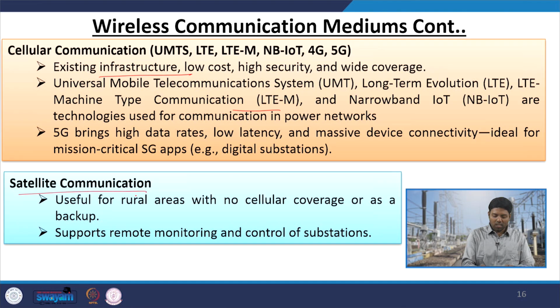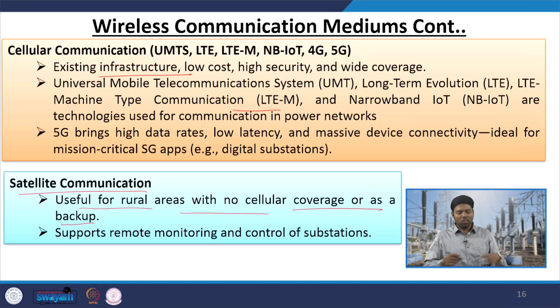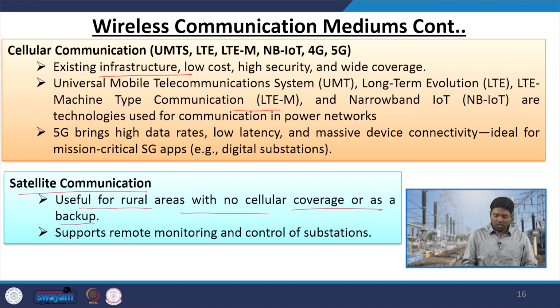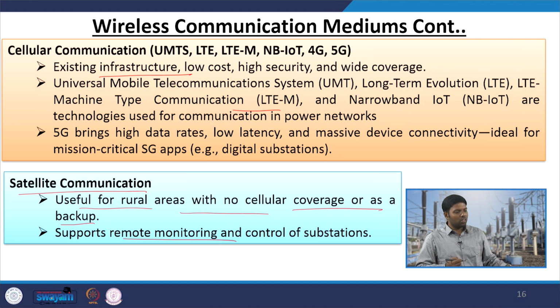Then there is satellite communication, where you can cover a very huge range of area using the satellite, which is in space. It is useful for rural areas with no cellular coverage, or as a backup whenever everything fails, because satellite communication is very costly. So at that time we use this mainly for controlling the PMUs, the remote controlling units, those terminal units.